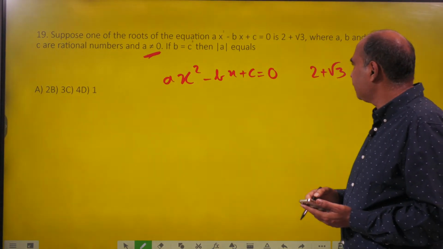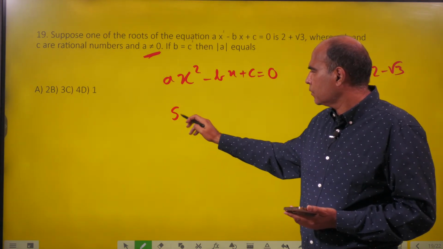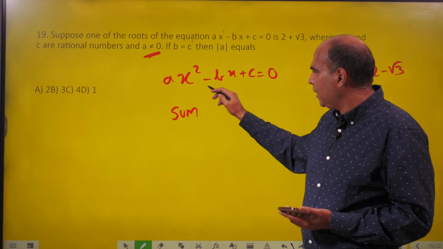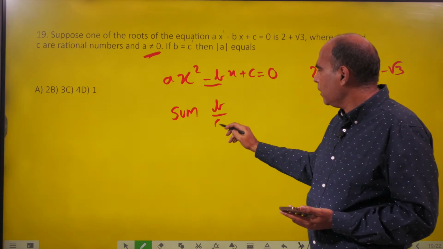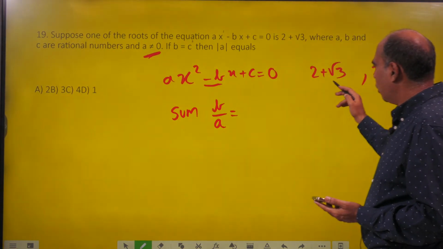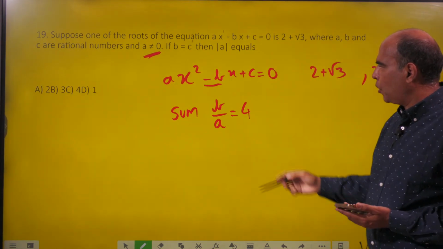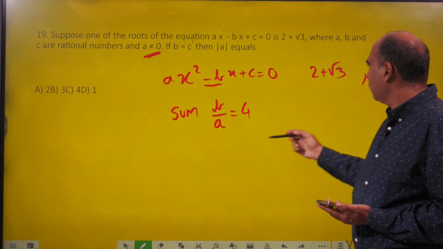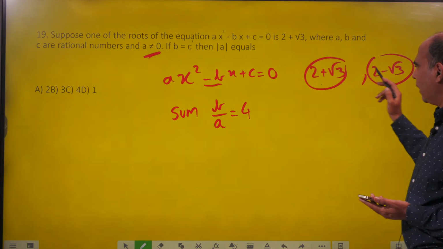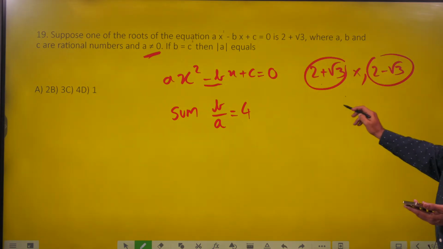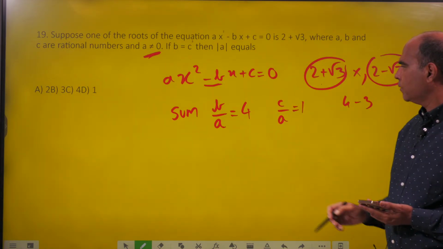So what do you have here? Before you go here, what do we have here is sum of roots minus b upon a, but b itself here is minus b. So sum of roots is b by a, which according to this is going to be 4. And the product of roots is c by a, which according to this is the product of this into this. So product of 2 plus root 3 into 2 minus root 3 is 4 minus 3. So product of roots c by a is equal to 1.